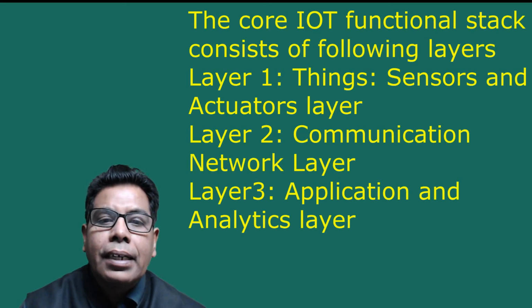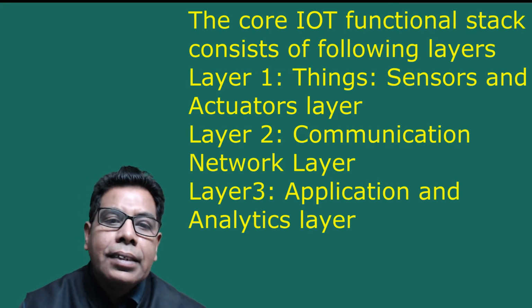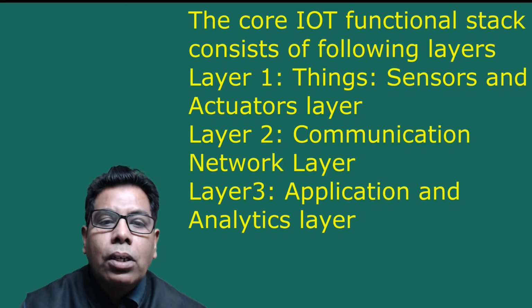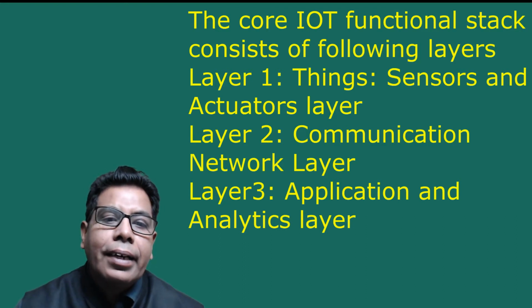The management platform can be used to process data collected from smart objects and guide the behavior of the smart object. From an architectural standpoint, several components have to work together for an IoT network to be operational. The core IoT functional stack consists of the following layers. Layer 1, things, sensors and actuator layer. Then layer 2, communication network layer. And layer 3, application and analytics layer.